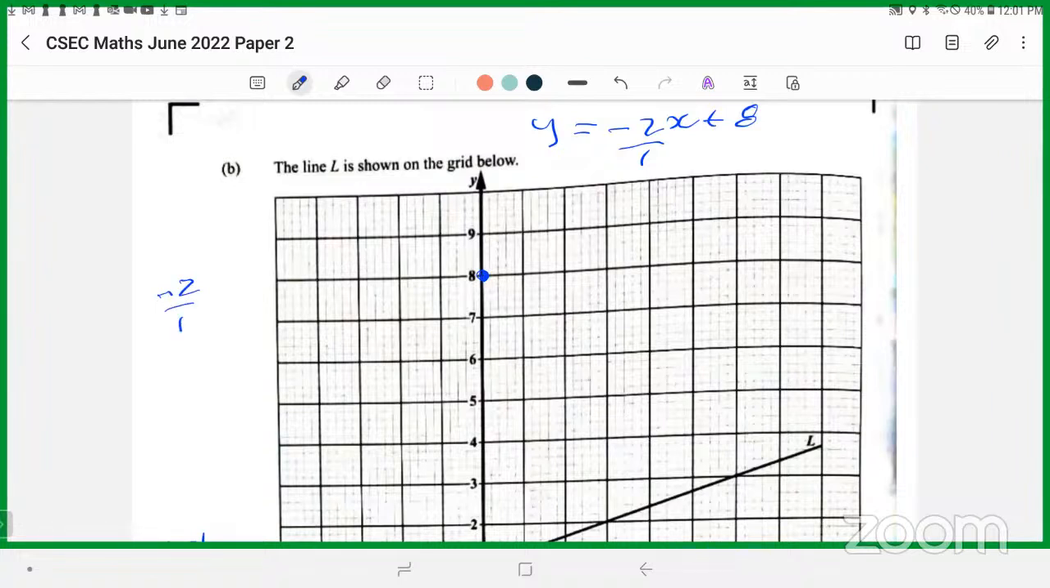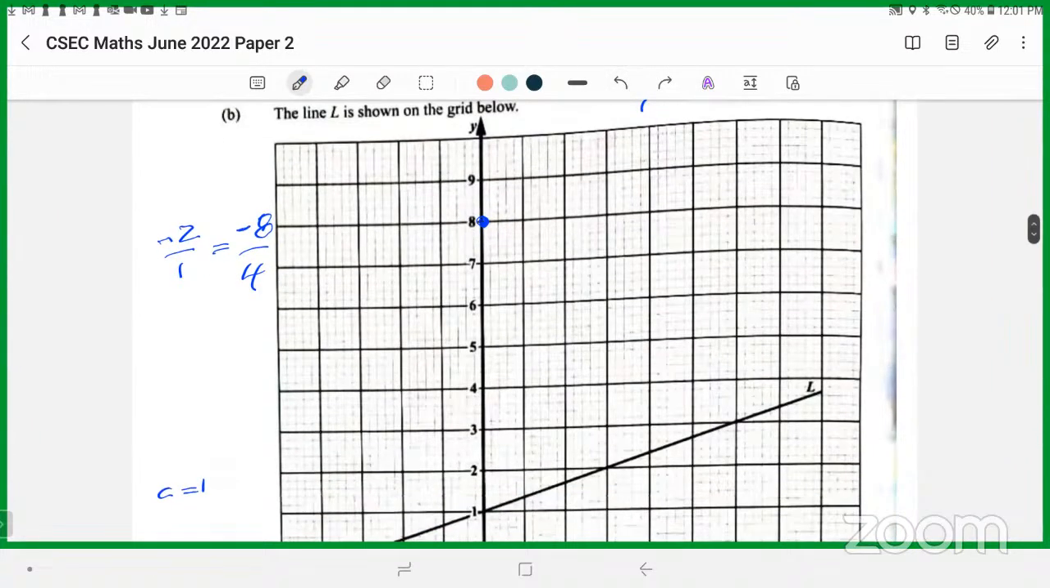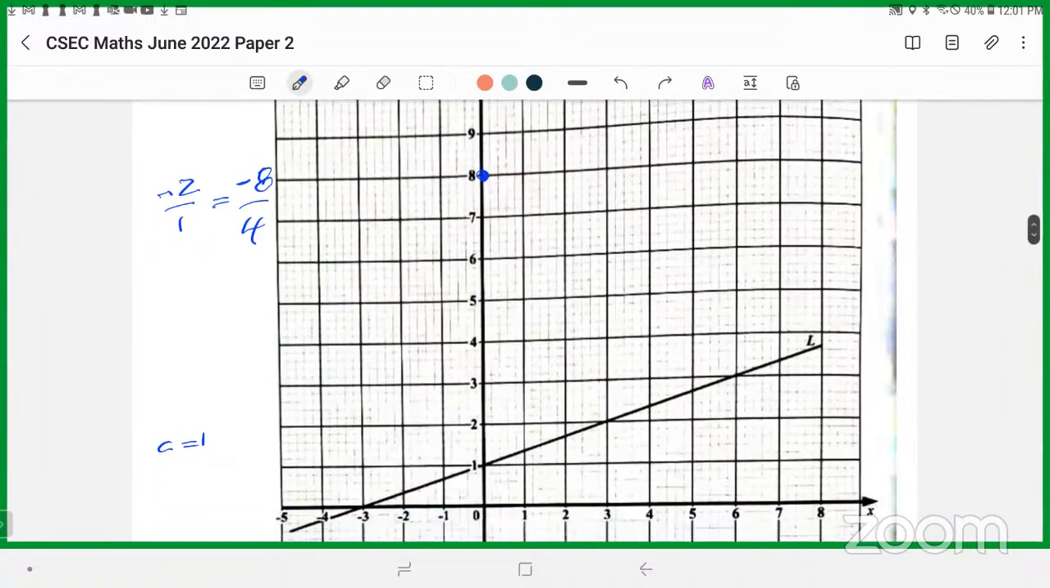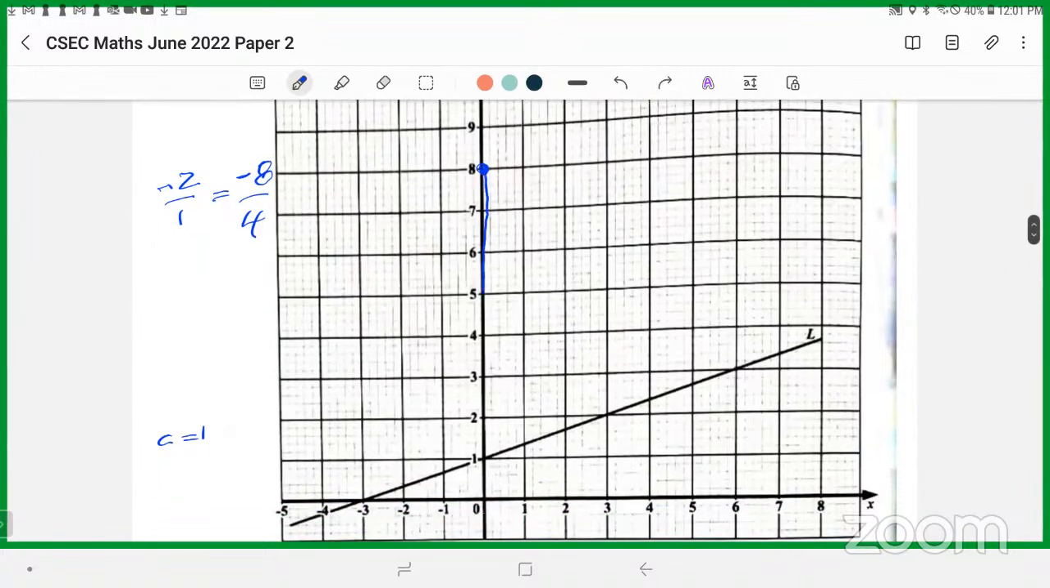But instead of doing those small rise and run, we can just multiply this up by, for example, a 4 and put it instead as minus 8 over 4. The same gradient because this is still equal to negative 2. So we're going to rise negative 8 and run 4 starting from here. If we rise negative 8 from 8, it's going to take us all the way down to the x-axis. If we rise negative 8, like we're subtracting 8.